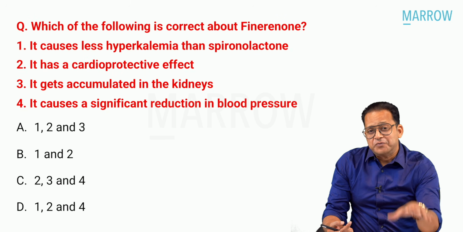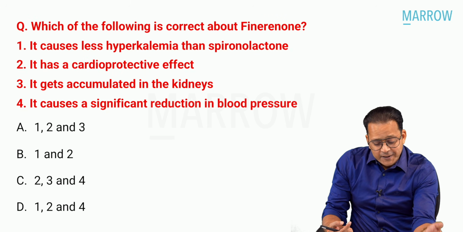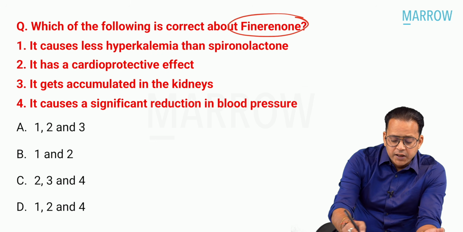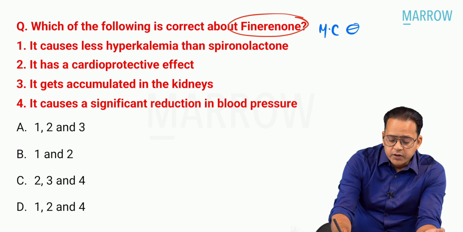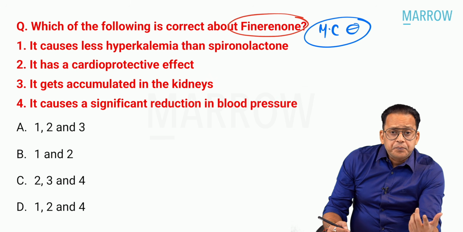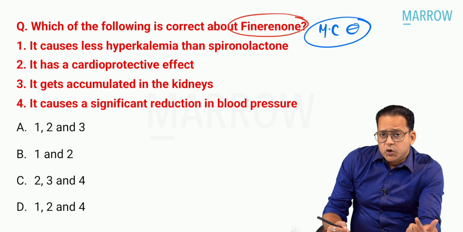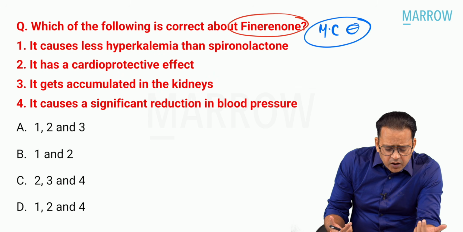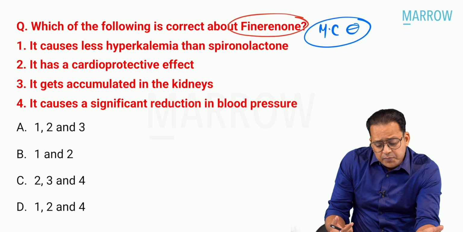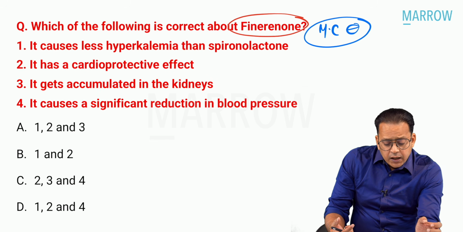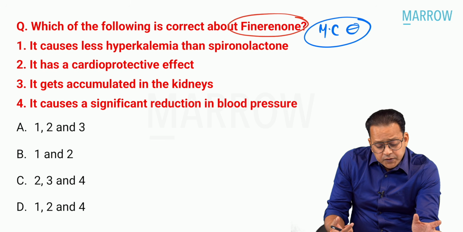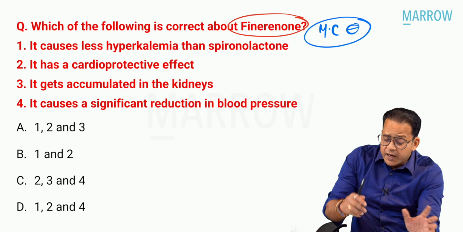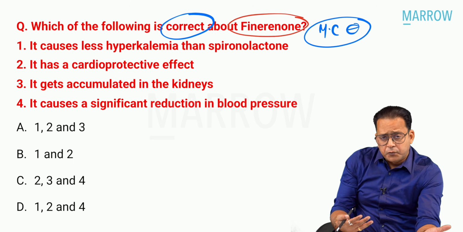Now this is where the difficulty level rises too much, right? Which of the following is correct about finerenone? Finerenone is a mineralocorticoid antagonist. And have you heard about a drug called eplerenone? It sounds like finerenone, isn't it? So what have they asked? First option, it causes less hyperkalemia than spironolactone. It has a cardioprotective effect. It gets accumulated in the kidneys. It causes a significant reduction in blood pressure. So we have to find out which of these four options are correct.